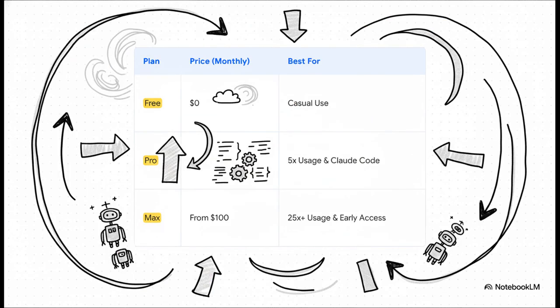Of course, how you access these tools depends on your plan. The free version is perfect for just trying things out. The Pro plan for about $20 a month gives you way more usage, and importantly, it unlocks Claude Code. And for the real power users, there are Max plans that give you even more capacity and early access.